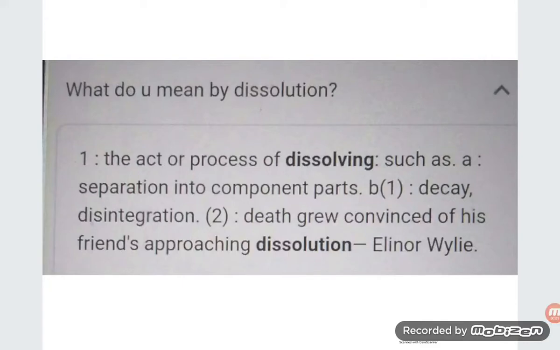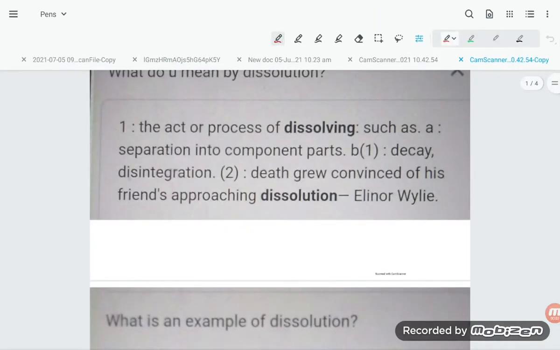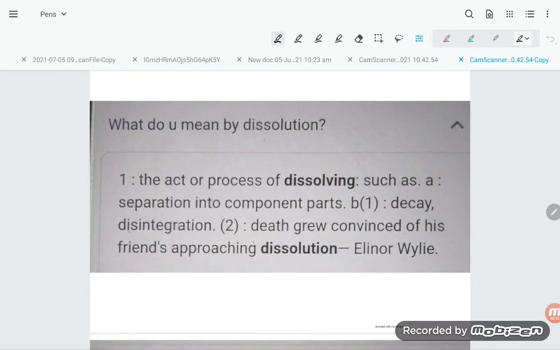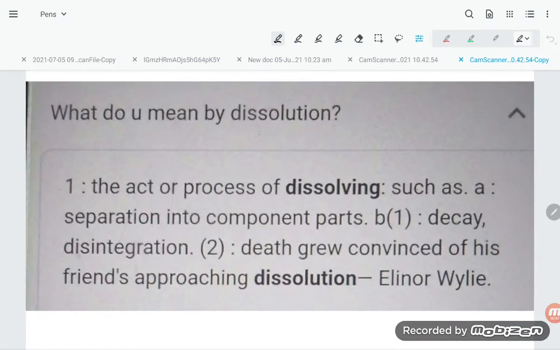Hello students, today we are going to understand the exact meaning of dissolution. Many students are getting confused about what dissolution is and what crystallization is, so we'll try to understand dissolution in the easiest way. First question: what do you mean by dissolution?